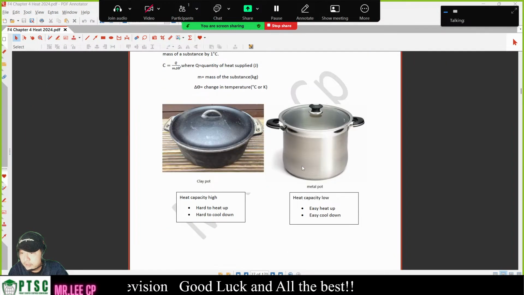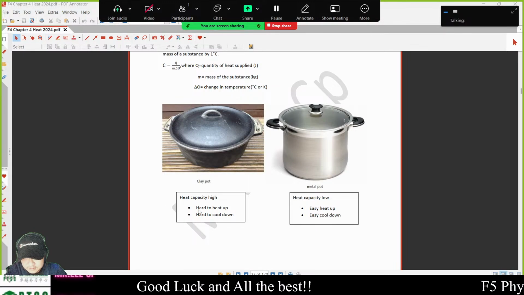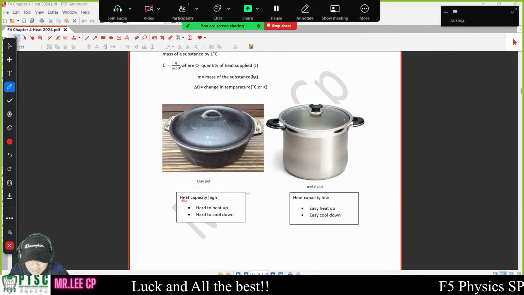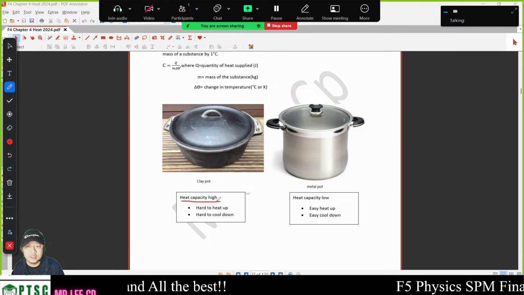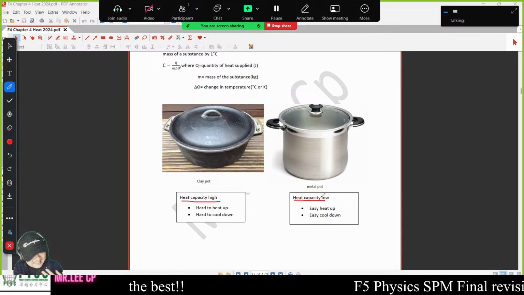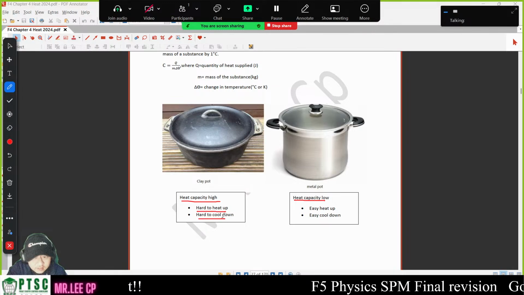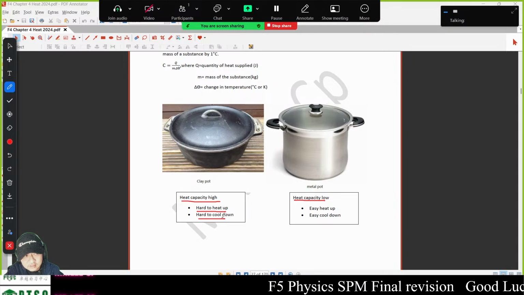Alright, this one, I hope you memorize it. And then, next thing, you need to know: heat capacity high means it is very hard to heat up. Heat capacity low means easy to heat up. And if it is hard to heat up, it will also be hard to cool down. That is a characteristic of high heat capacity.